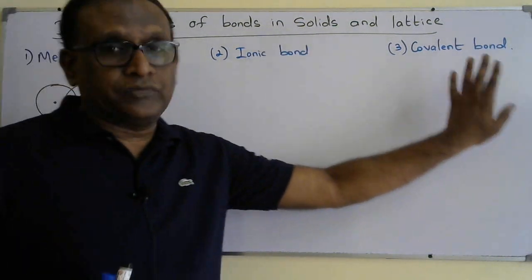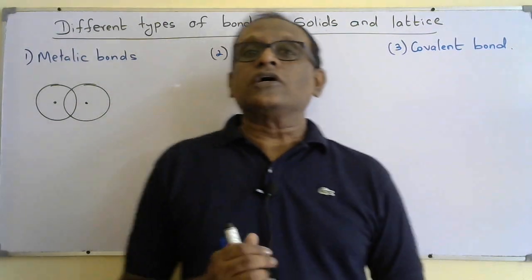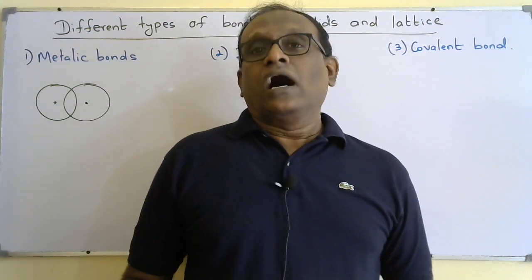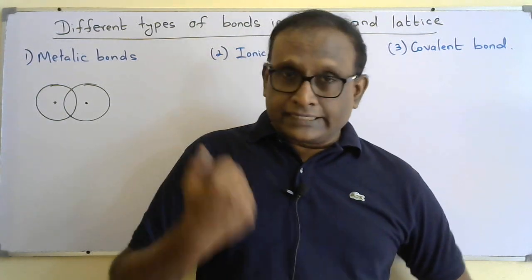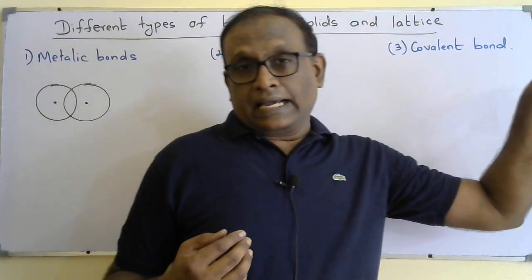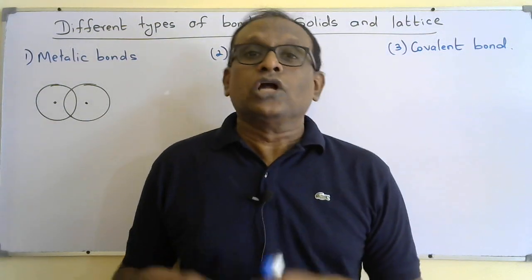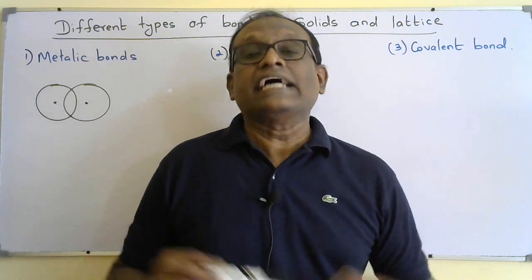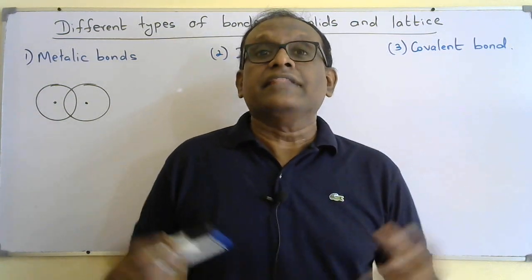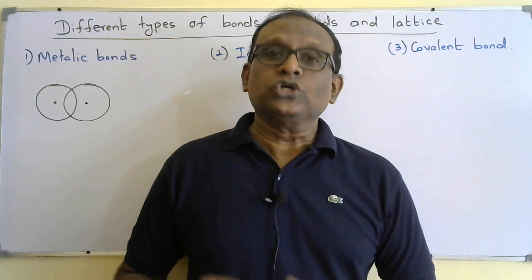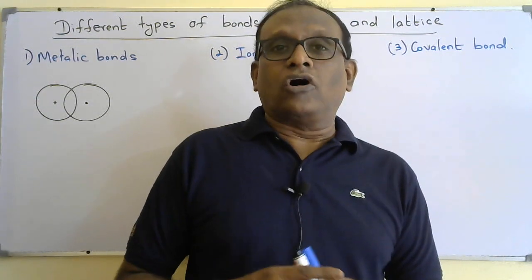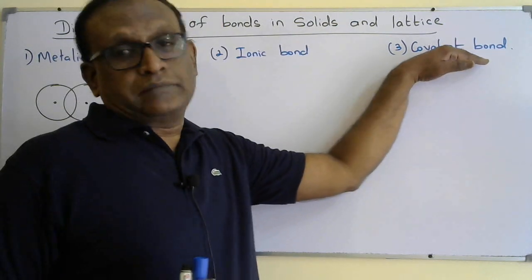Okay, covalent bond. We are interested in covalent bond because silicon and germanium are the elements used in making of semiconductor device components. So covalent bond means neither atom loses or gains any electron. They share the electrons. So they don't lose or gain, they share the electrons among them. Due to sharing the electrons among them, the bond formed is called covalent bond.